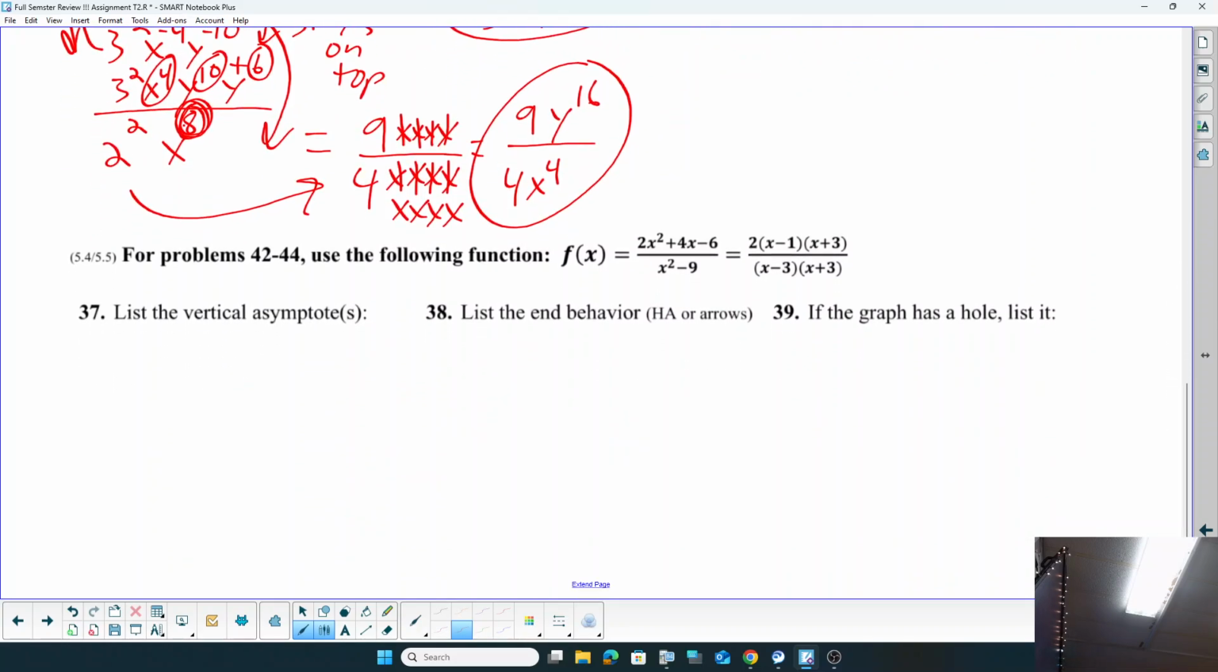Okay, use the following function now. List all the vertical asymptotes. This is important on the test because we recently learned this. So this is going to be more heavy on the test. You definitely need to have a good percentage of it on the test.